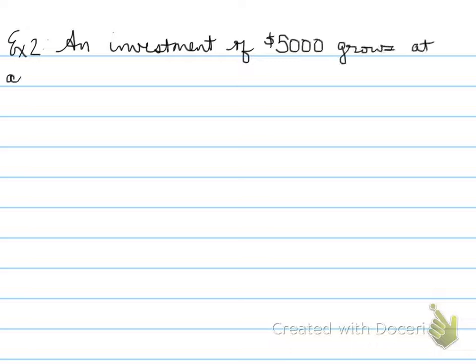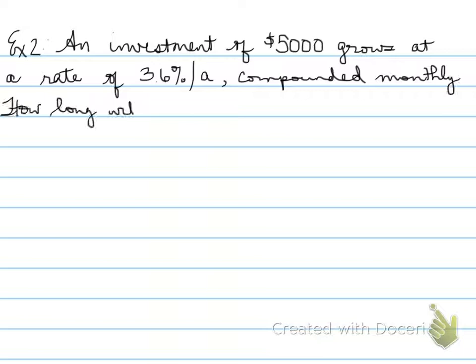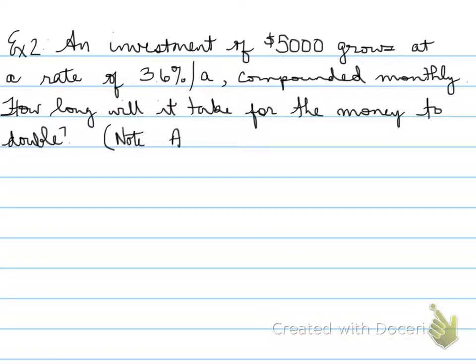All right, moving forwards. Example number 2. An investment of $5,000 grows at a rate of 3.6% per annum compounded monthly. How long will it take for the money to double? Note, A is equal to P times (1 plus i) to the power of n. This is the compound interest formula that you learned in grade 11. I'm just giving you the formula here, and you will be given the formula on a test and on the exam, just so that you're not trying to guess what formula I'm looking for.